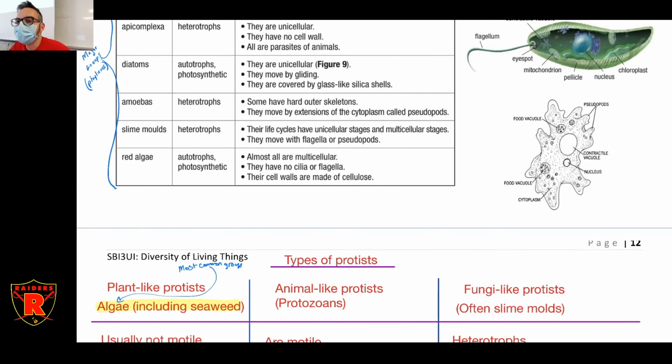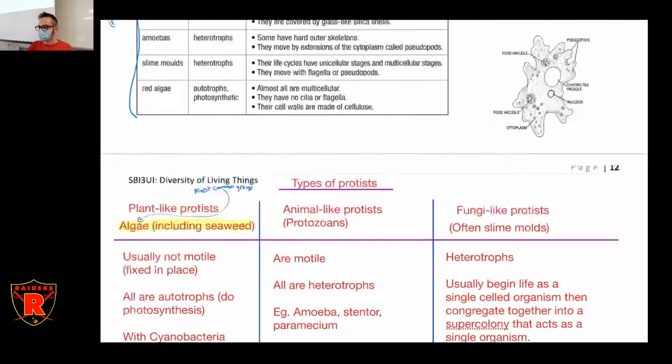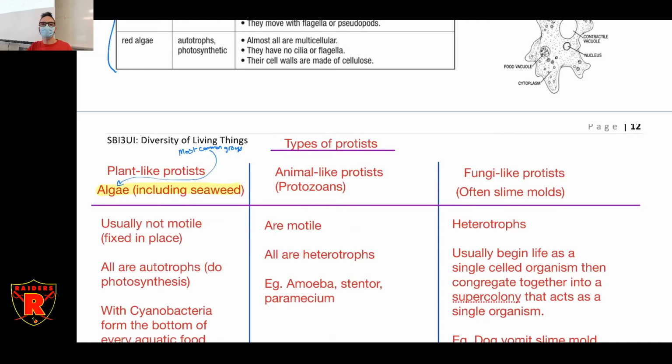What I do want you to know about protists is the three basic types of protist. You can usually separate them into three basic classes, okay? The first one, I'm just making a little table here. I don't know if you guys want to do this on a Google Doc or something like that. This doesn't really fit into the notes package very well, but a Google Doc would be a good place to do this.